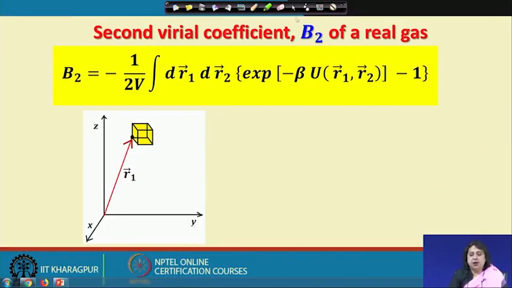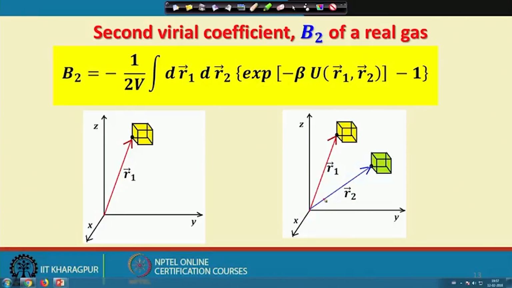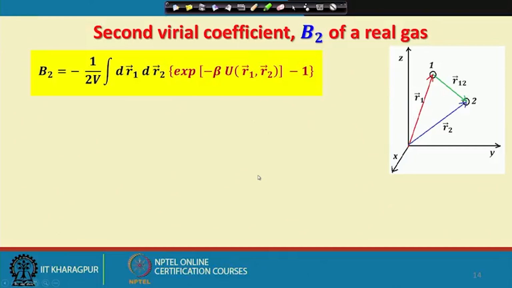Now, extending this picture to two particles, I am now talking in terms of the same x, y, z coordinates, and this is the origin, and I am measuring the position of particle 1 and particle 2 with respect to the origin using the position vectors r1 and r2. I am thinking of finding particle 1 somewhere within this volume element, which is my dr1, and particle 2 within this volume element that is given in terms of dr2.